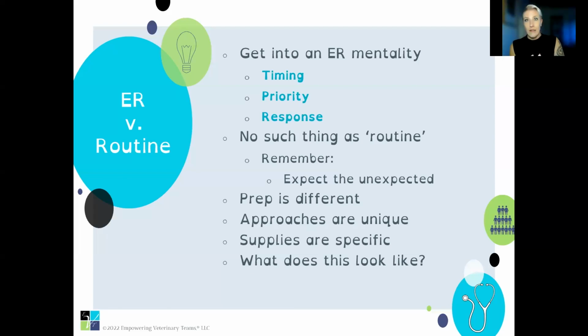And now I get it. When you have 17 cases and you're the sole surgery tech and you have to get it going, and you've done this 1,300 times before, you kind of get that way. I would encourage you not to. So make sure that instead of getting complacent or panicking, those two extremes, get into this place where you're focused on a different kind of TPR. And that's what that timing, priority, and response is, right?